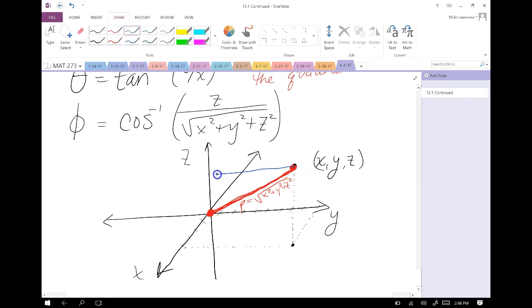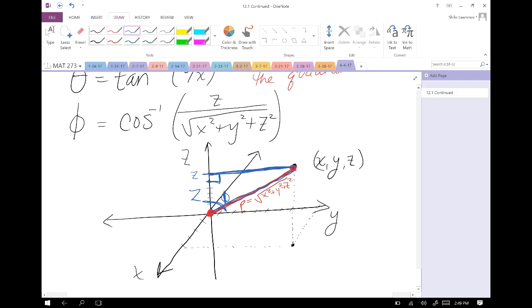If I connect this thing back to the z-axis, that's the z-coordinate in my point. What I'm looking for, this is the phi angle right there. That's the angle that we're coming down from the positive z-axis that we're trying to find. So what we know is the z-coordinate, and we also know the hypotenuse. This is a right triangle.